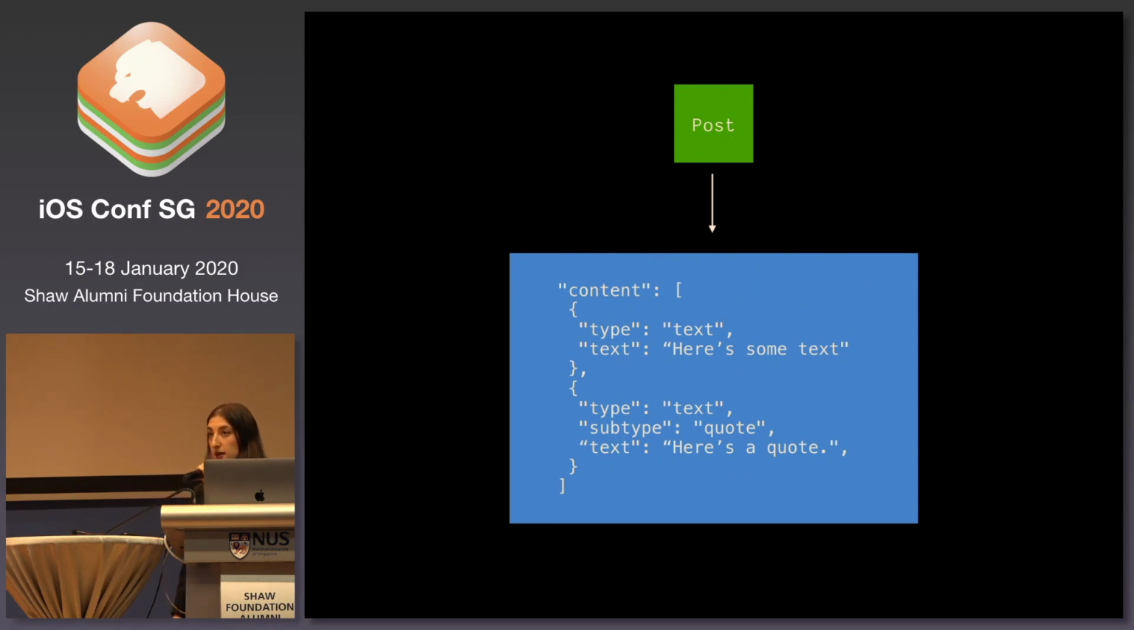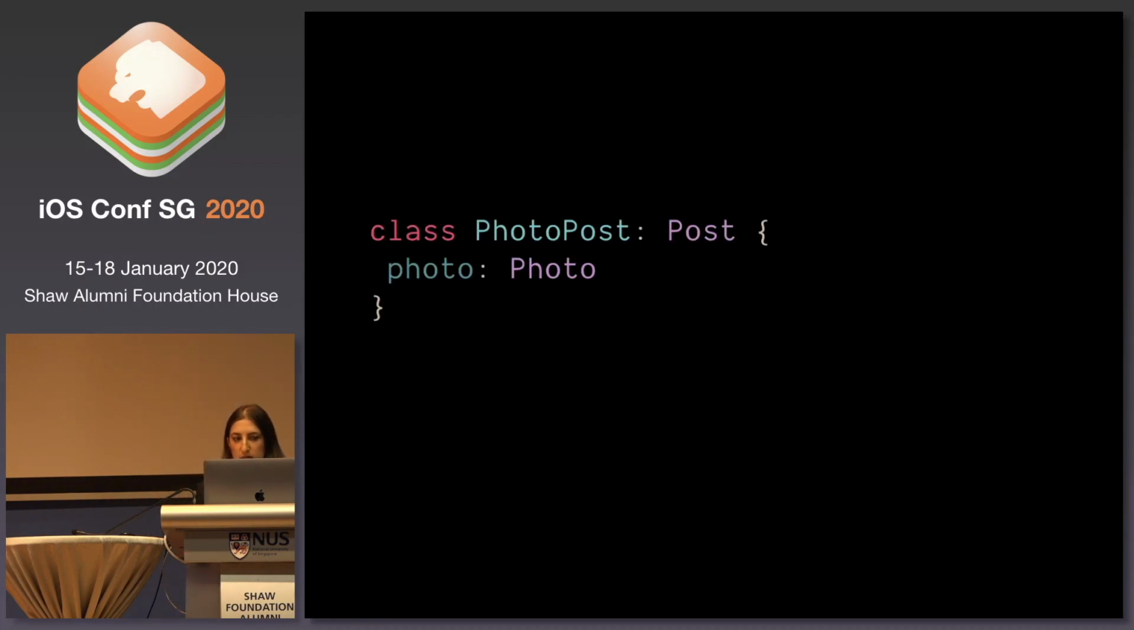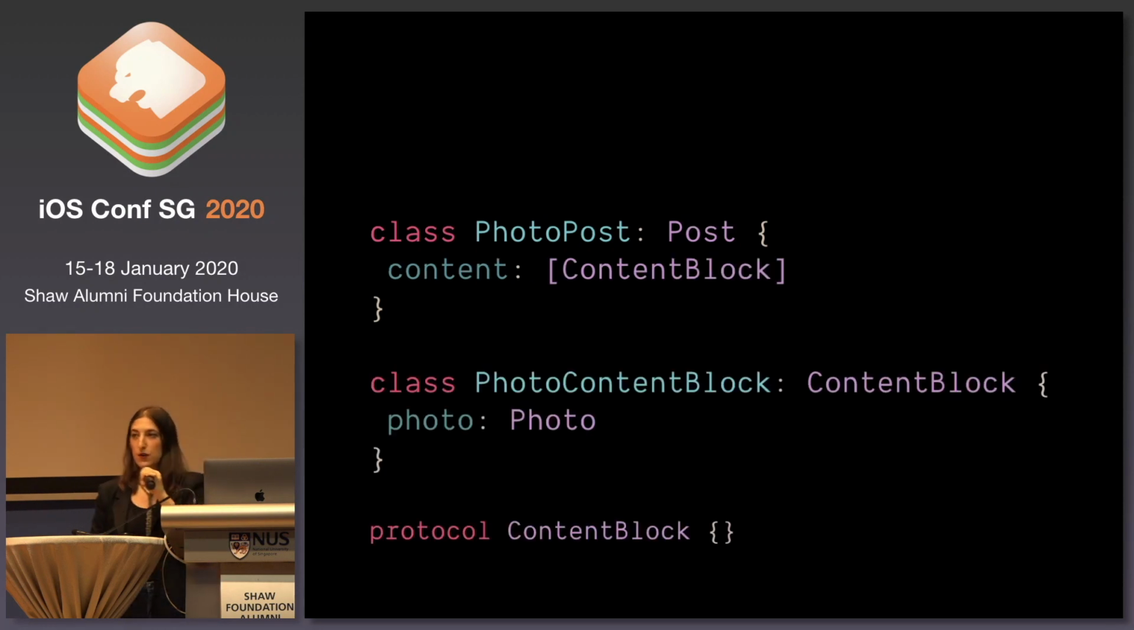You have a content key, and it has an array, and each item in the array is just a blob of JSON. In Swift, it looks something like this. So in the old architecture, every post directly references its content. For example, a photo post directly references a photo. In the new post format, a photo post references an array of content blocks. And the content block is what directly references the photo. And content block is a protocol that each type of content on the Swift side conforms to.